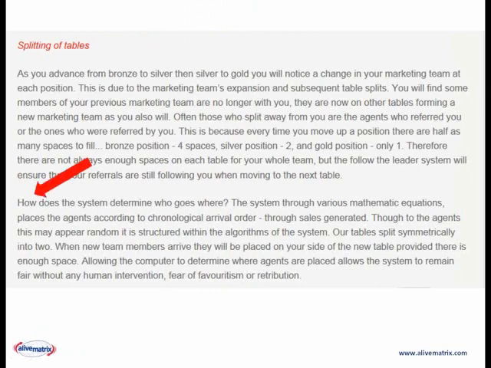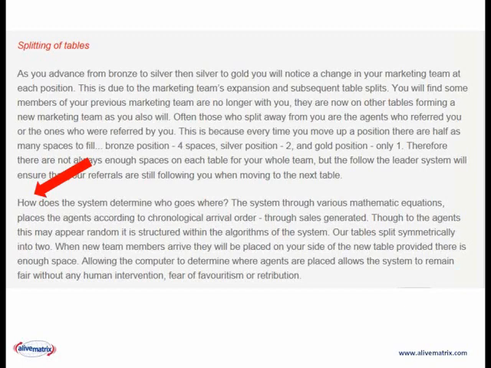Now this is a very important point that is on the website where all the tables are explained. How does the system determine who goes where? The system, through various mathematical equations, places the agents according to chronological arrival order through sales generated. Though to the agent this may appear random, it is structured within the algorithms of the system.